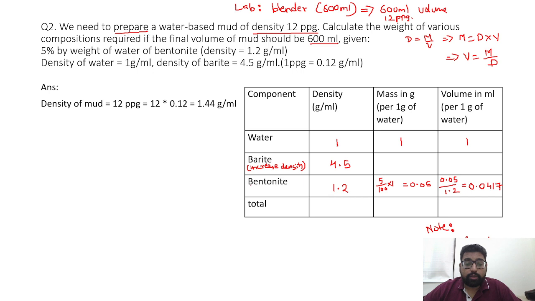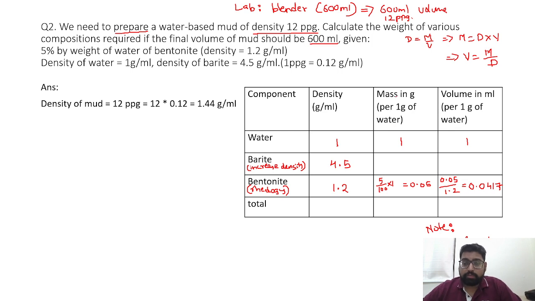Okay, and bentonite is used to increase the rheology. What is rheology? We will understand. Rheology is basically the plastic viscosity, the yield point, the gel strength, all those terms. We will discuss this in detail in the next lecture. Just remember this: barite is used to increase the density and bentonite is used for the rheological properties.